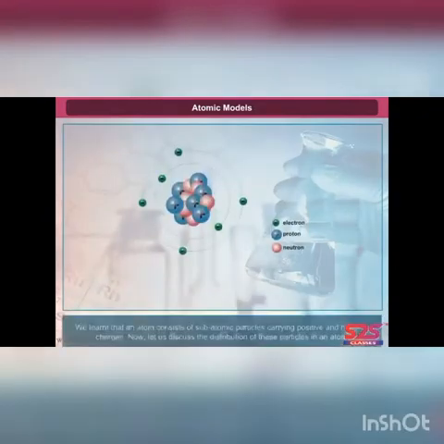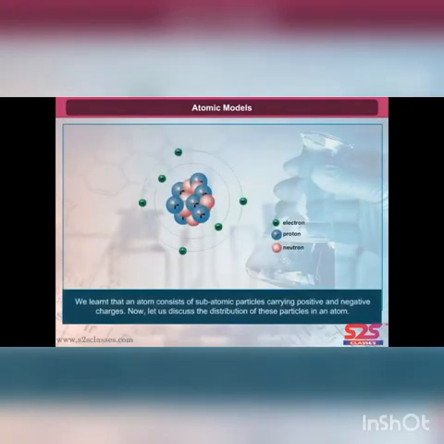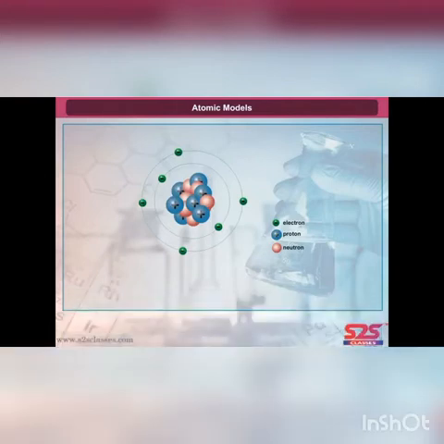Atomic models. We learnt that an atom consists of subatomic particles carrying positive and negative charges. Now let us discuss the distribution of these particles in an atom. Different atomic models were proposed to explain the distribution of these charged particles in atom. These are Thomson model of atom, Rutherford's model of atom, Bohr's atomic model, and quantum mechanical model of atom. Let us study these models one by one.